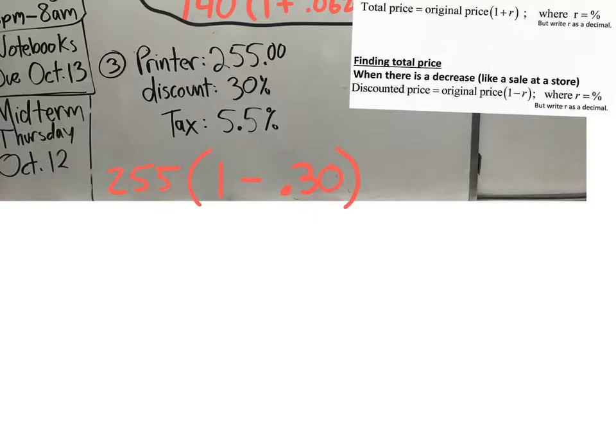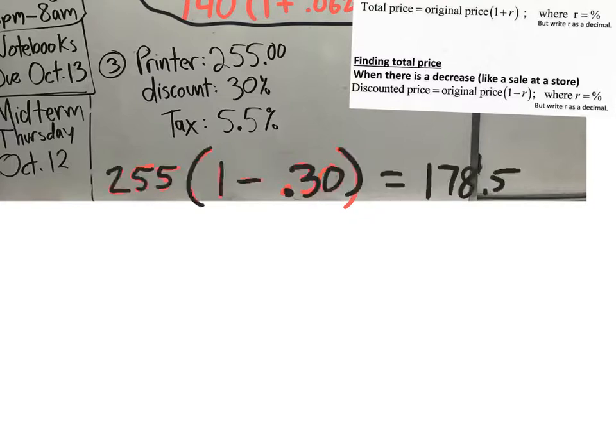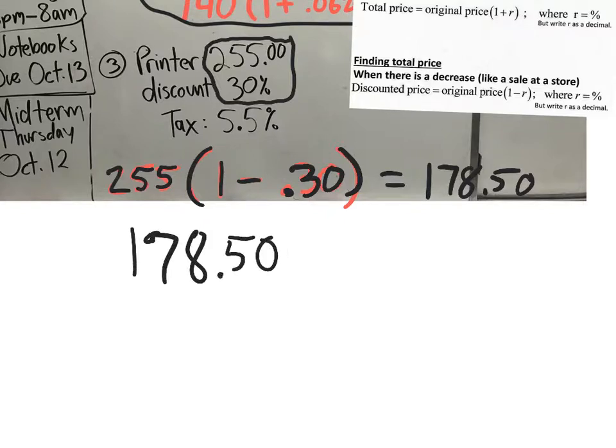So let's do that. 255 times 1 minus 0.30 inside parentheses on your calculator. So we get $178.05. That means 0.5, and you could put a 0 right there. $178.50. So your original price was $255. 30% off of that is $178.50. That's your new discounted price. It's a lot cheaper than the original $255.